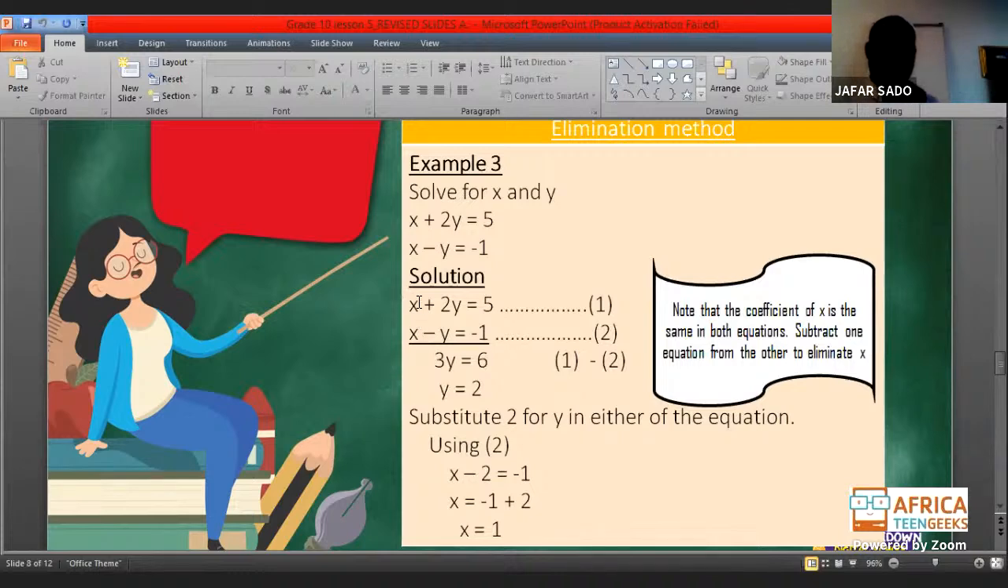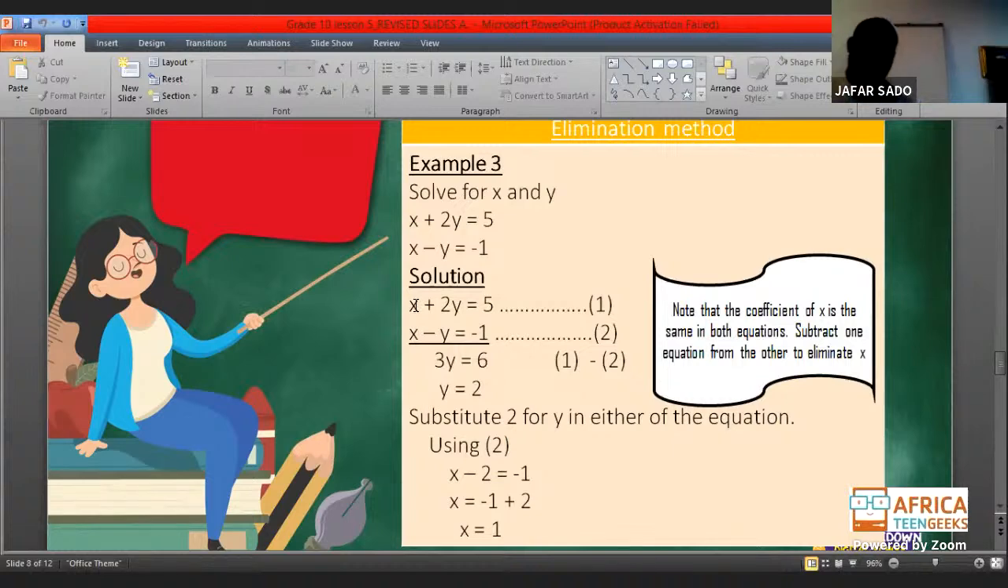By subtracting them, because now they are the same thing, they're going to be 0. X is gone, then we are left with y to solve. So don't forget again, whatever you want to eliminate must be of the same coefficient. If they are not of the same coefficient, then you must look for a way of making them the same coefficient so that you can be able to eliminate them.